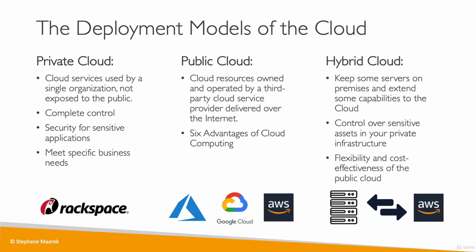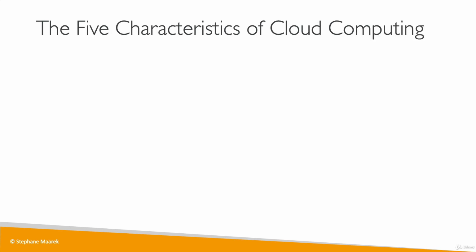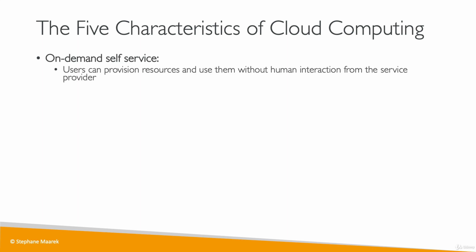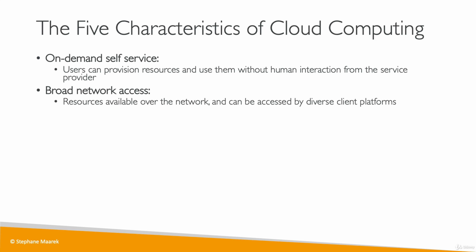using the public cloud. Now, 5 characteristics of cloud computing. The first one is that it's fully on demand and self-service. Users, and we'll see this in this course, will be able to provision resources and use them without having anyone from AWS intervene. Then we'll be having access to a broad network. The resources will be available over the network and they can be accessed in diverse ways as we'll see in this course.